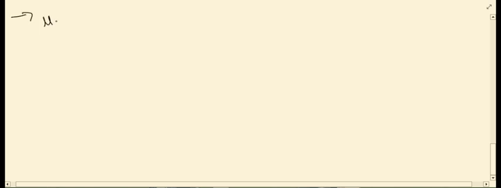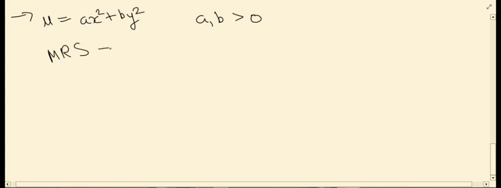So we have the general form, which is u equals ax square plus by square. A and b can be positive constants, as we are talking about economic goods as of now. So these need to be positive constants. Okay. Now what is the MRS in this case? Let's try to find out the MRS.